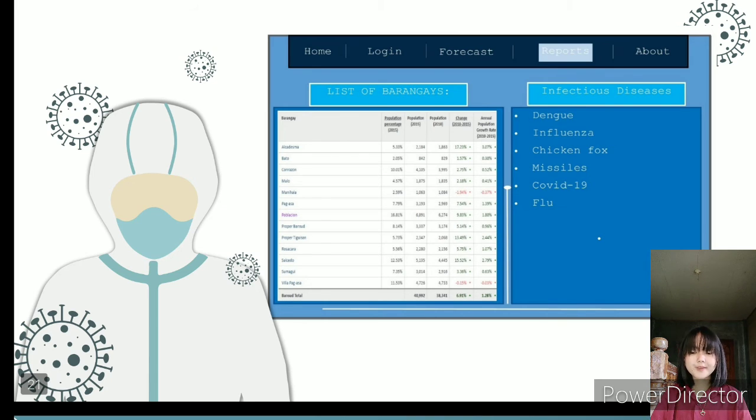And lastly is the about page, where the user can see the programmer's profile, information, and the system's vision, mission, and goals, the information about the system, and how it can be accessed through an online platform.